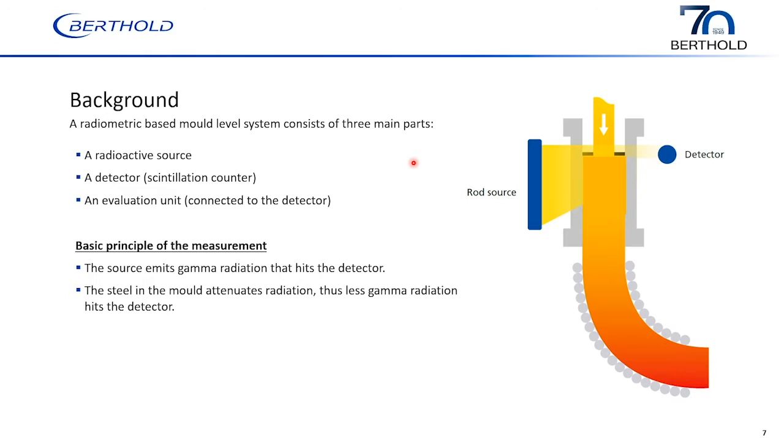Once the medium, here steel, in the mold changes, more or less of the gamma radiation will reach the detector. A high steel level will reduce the gamma radiation at the detector, and a low steel level will allow for more gamma radiation reaching the detector, which I hope you think is obvious. If we have a low level of steel, more radiation will reach the detector. If we have a high level of steel, less radiation will reach the detector.